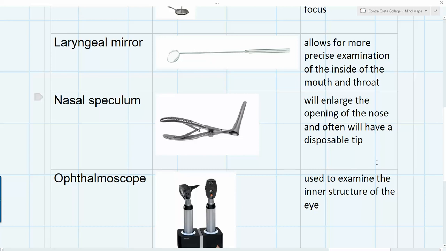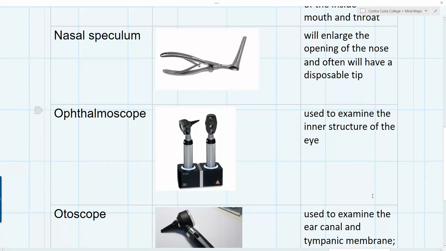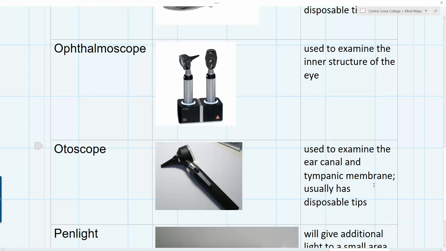An ophthalmoscope is used to examine the inner structure of the eye. An otoscope looks very similar to an ophthalmoscope. In fact, most times the head on the ophthalmoscope is interchangeable with the head for an otoscope. So you'll get a unit that looks like this, where one's an ophthalmoscope, one's an otoscope. This will be the ophthalmoscope. This one would be the otoscope on this pair.